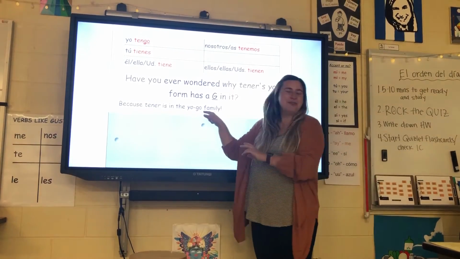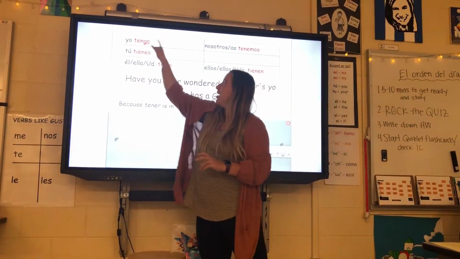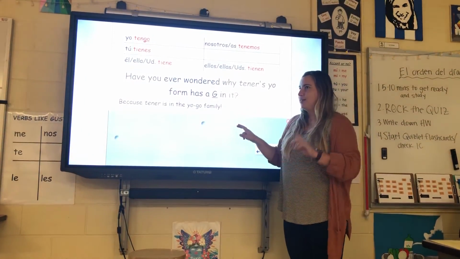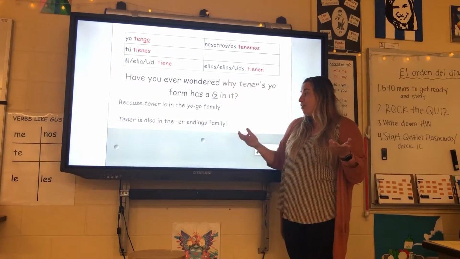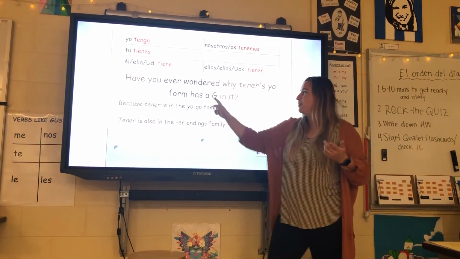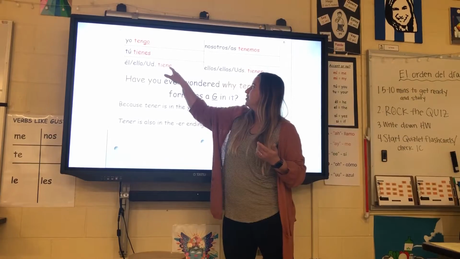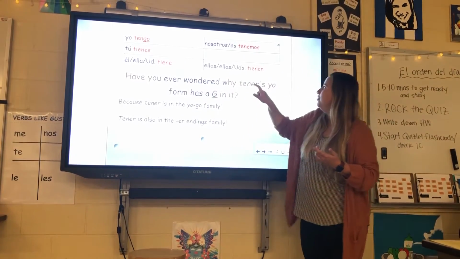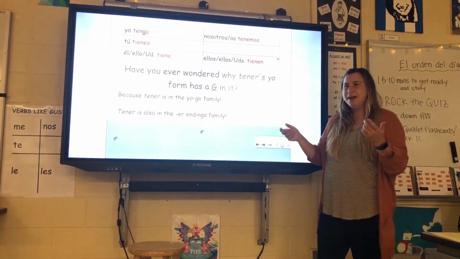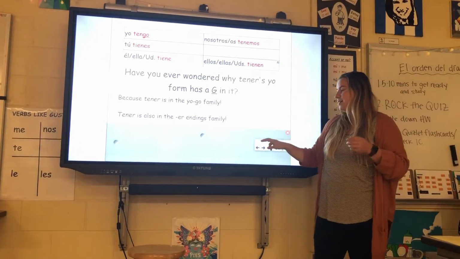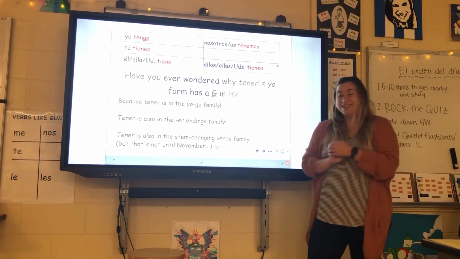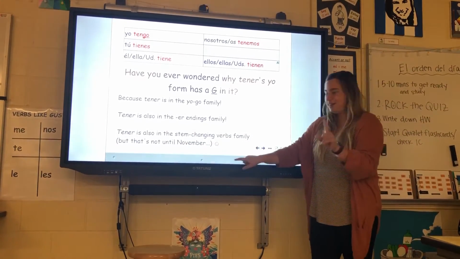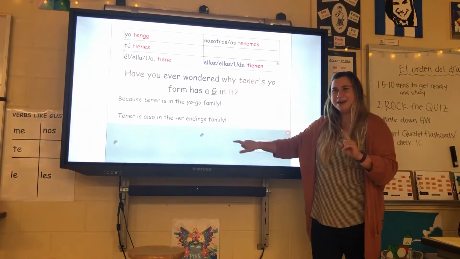Tener is in the yo-go family. So in the yo form, it ends with go. Now think about what I told you earlier. Tener is also in the ER verb endings family. Ooh. Oh, wow. Look at those ER verb endings. It can belong in more than one family. It also is in the stem changing family. But we're not going to learn about that family until November. So let's just back up there.